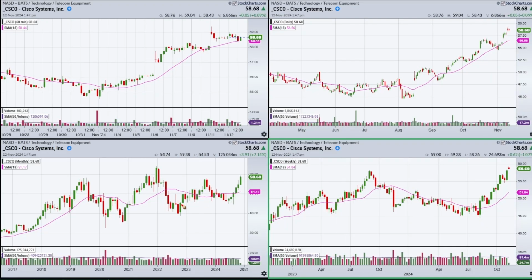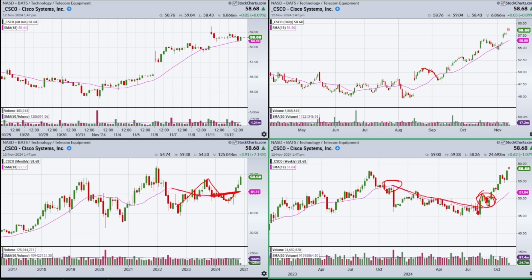This one's a little bit different. Look at Cisco. So Cisco had this pattern where it really wasn't respecting the 18, but the line was starting to rise here in 2024 through this period, right about the middle part of the year. But look at how this was declining on the weekly for almost all of 2024 up until just about a month or two ago. And then we got above that line and we found support at that line.